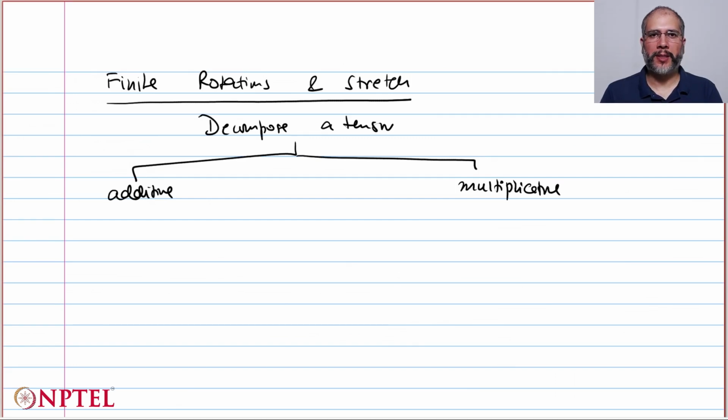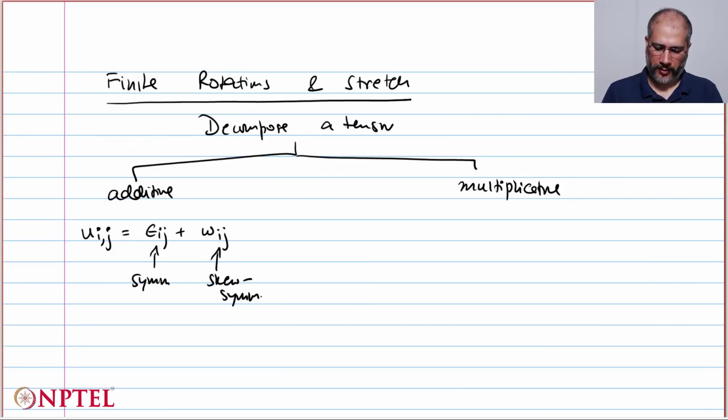So an example of additive decomposition was that this displacement gradient tensor was written as a sum of its symmetric part and a skew symmetric part. So that is when we decompose the displacement gradient tensor additively into two other tensors which split the motion into a pure strain and a pure rotation. But this was possible for infinitesimal deformations.